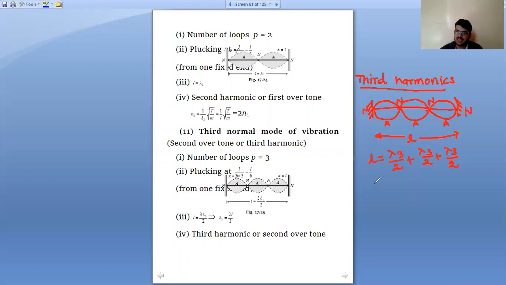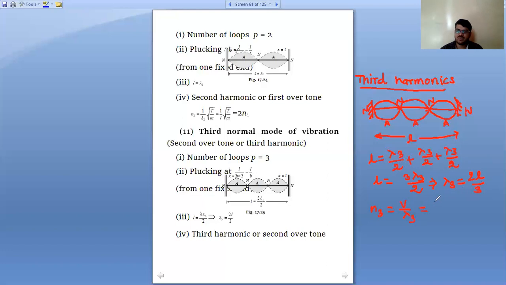If we add this, what are we getting? L is equal to 3 lambda 3 by 2, and therefore we are getting lambda 3 is equal to 2L by 3. Now we got this lambda 3. After this, I want to find the frequency, so I am denoting it as N3. N3 is equal to V by lambda 3.